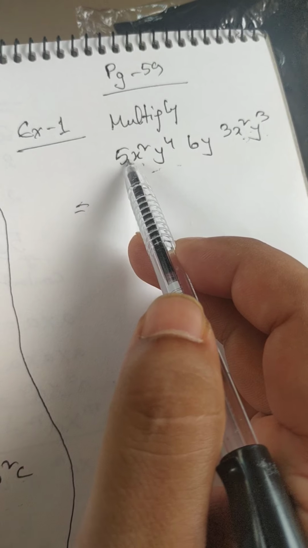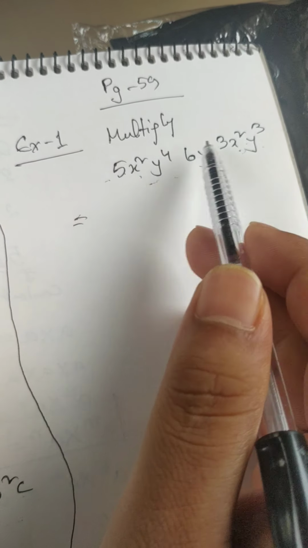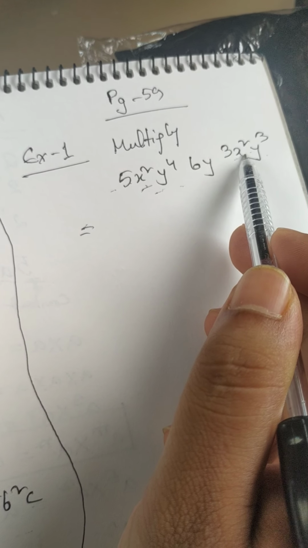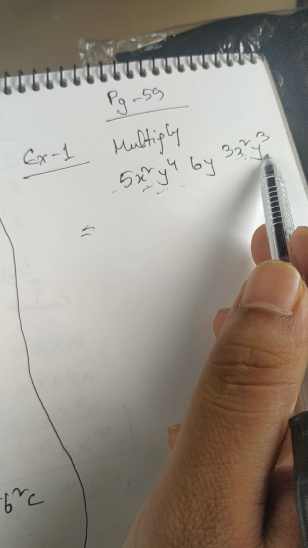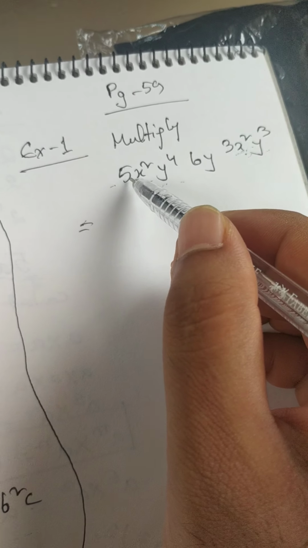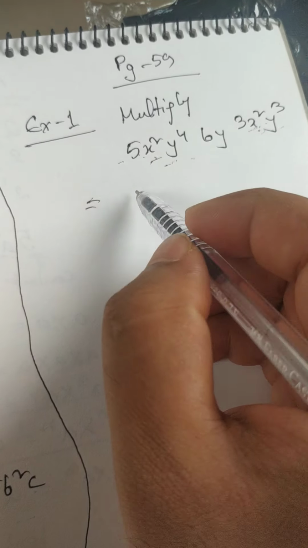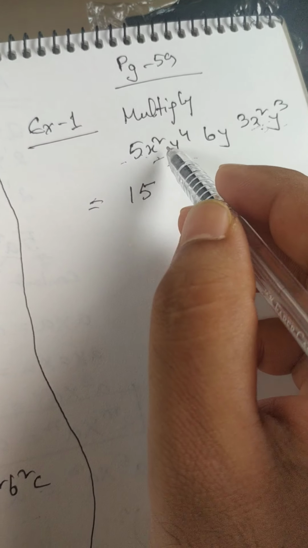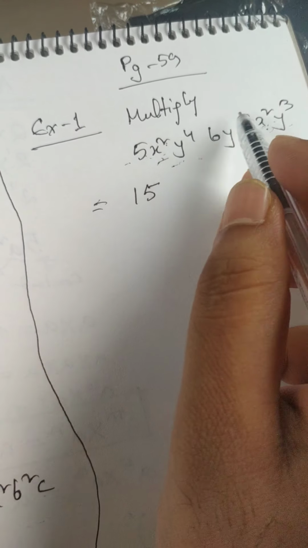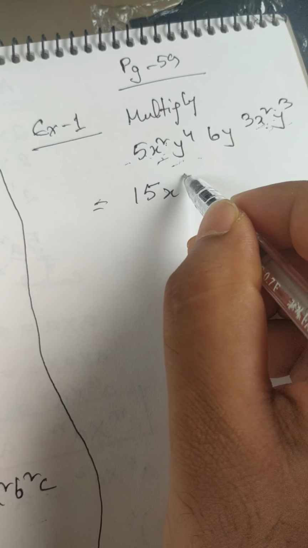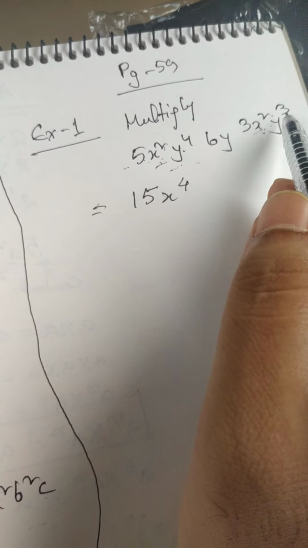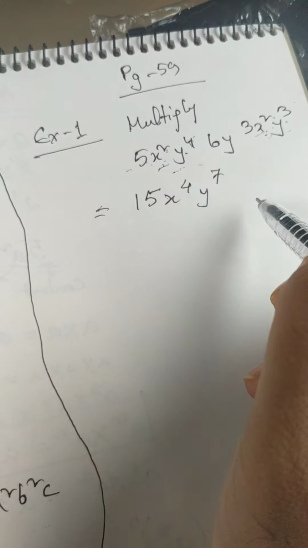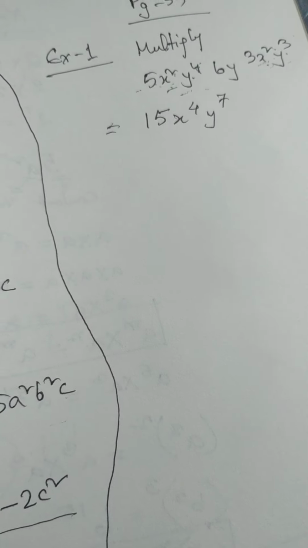We always multiply the number with the number, the alphabet with the same alphabet, and y with y. So I'm just giving an example. You see, 5 into 3 is what? 15. X square into x square, we know that powers get added, so 2 plus 2 is 4, so x to the power 4. And y4 into y cube, the powers get added, 4 plus 3, y to the power 7. Very easy.